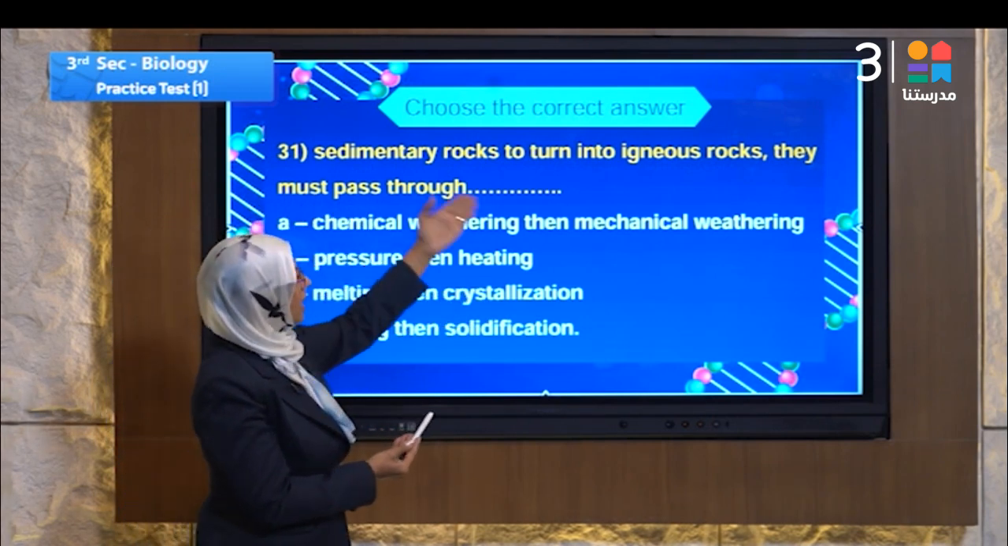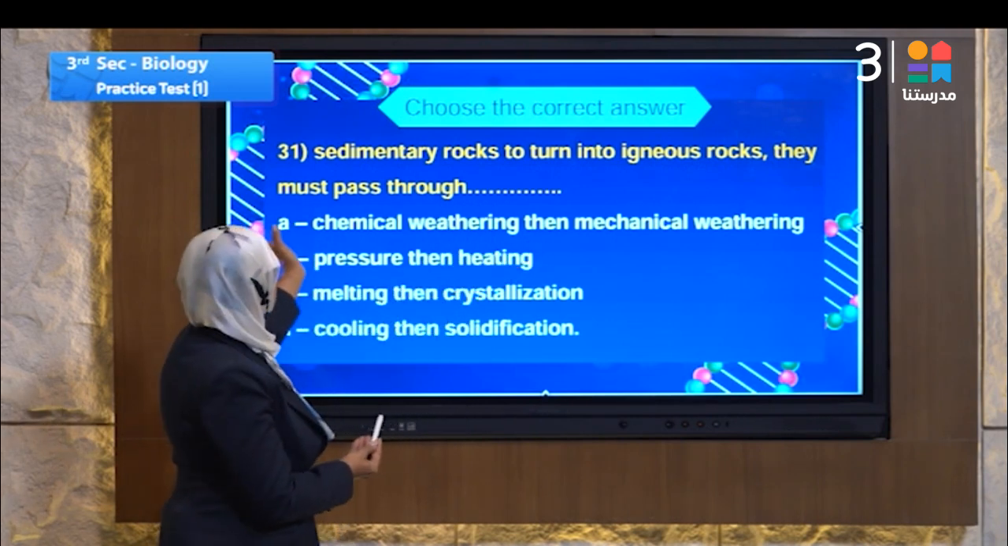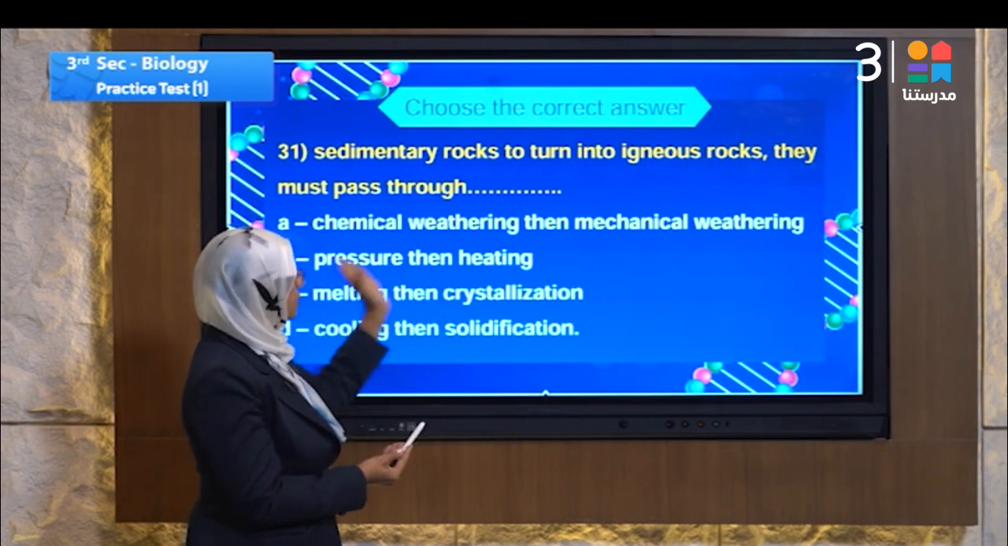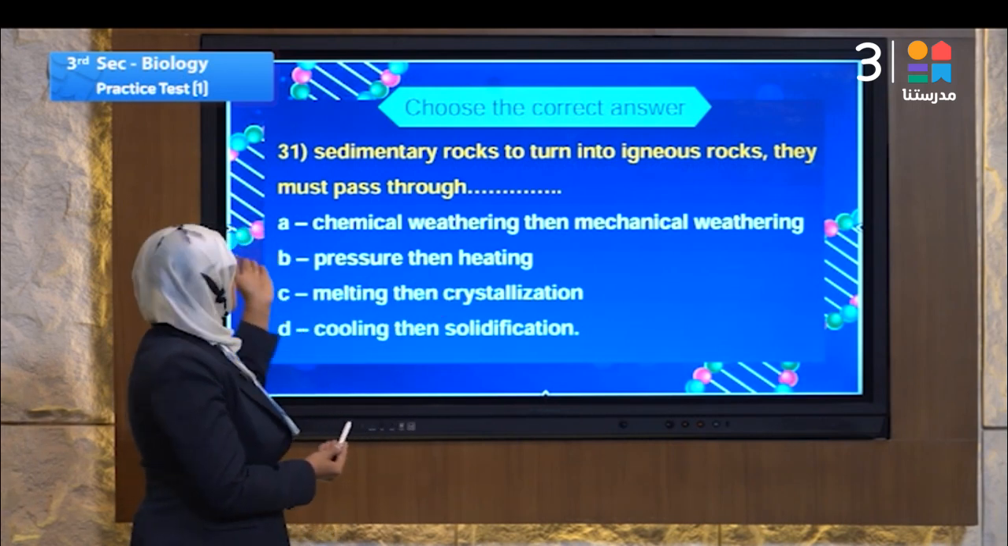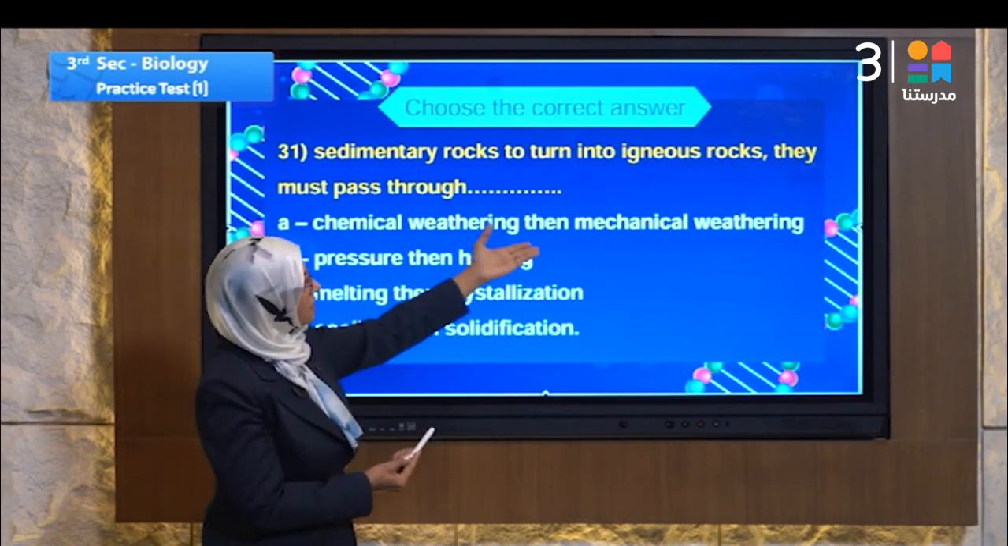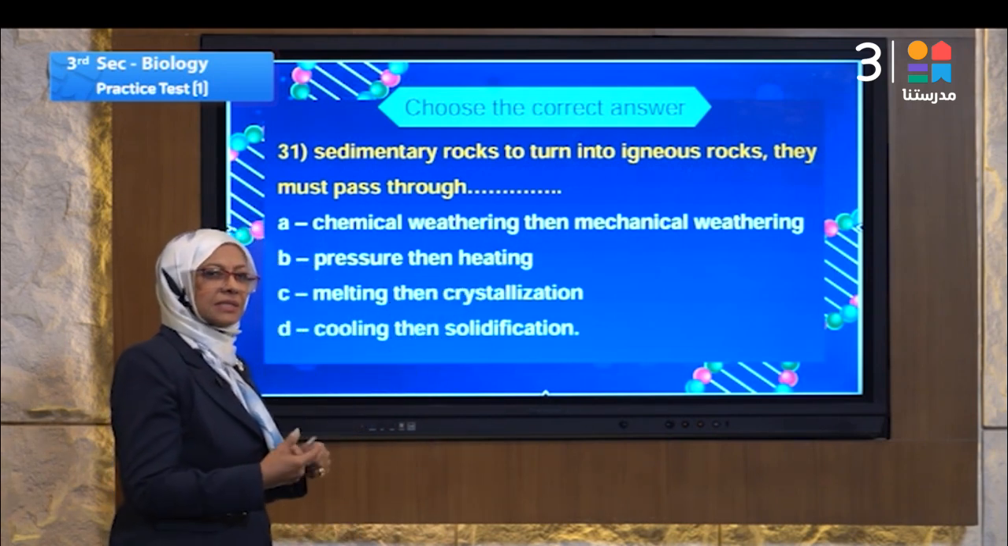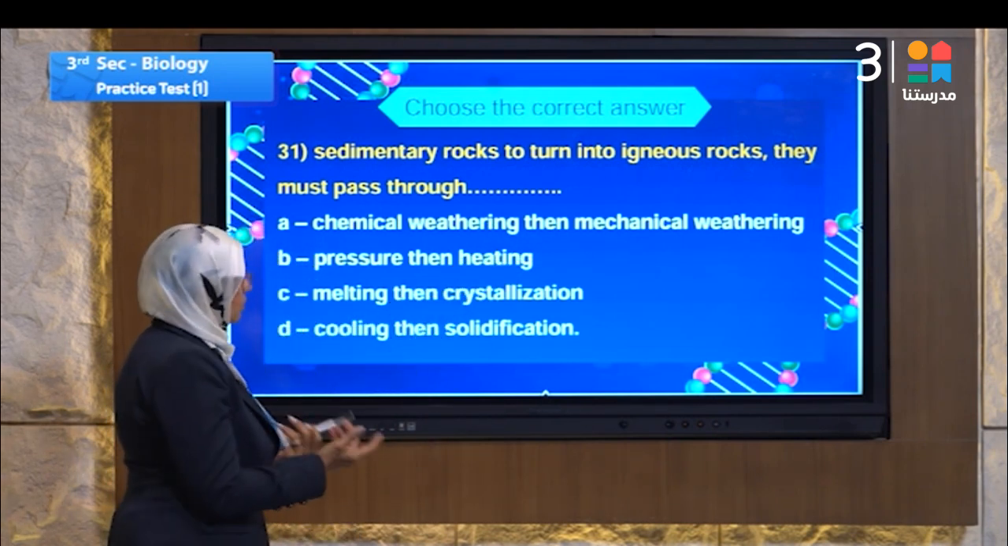Sedimentary rocks to igneous rocks. We change the sedimentary rocks to metamorphic rocks by pressure and temperature or heating. But sedimentary rocks must go to igneous rocks. What are the steps? Let's read the choices first, then go to the answer.